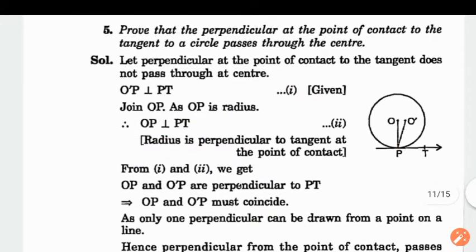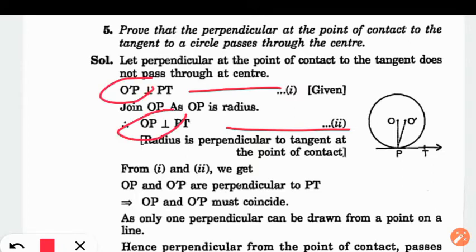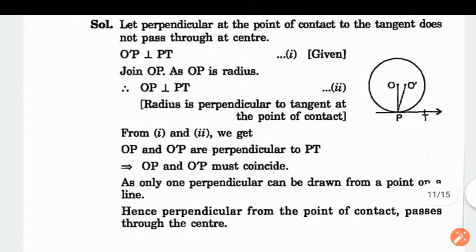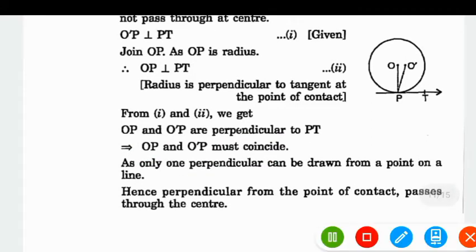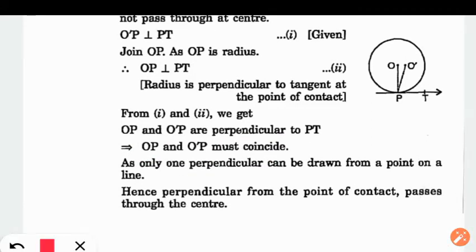So from 1 and 2, here we have condition 1 and here we have condition 2. What can we say? We can say that O dash P and OP are both perpendicular to PT. How can they both be perpendicular to PT? It is only possible when OP and O dash P coincide with each other.